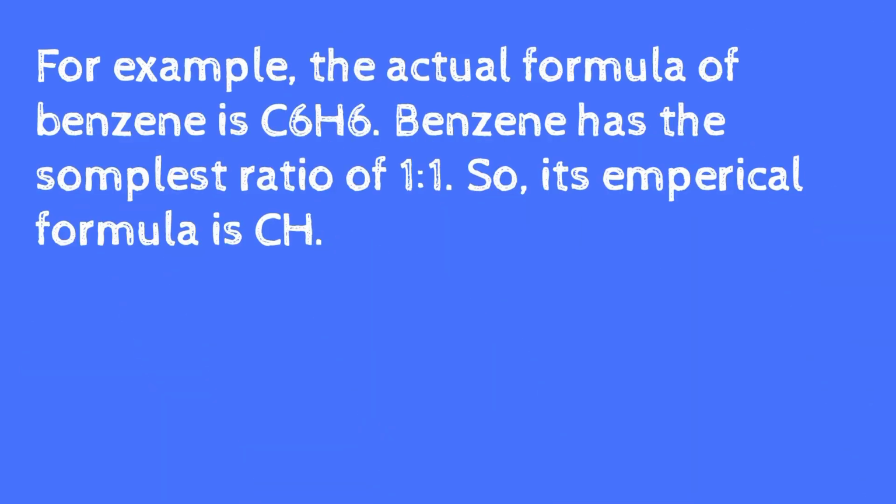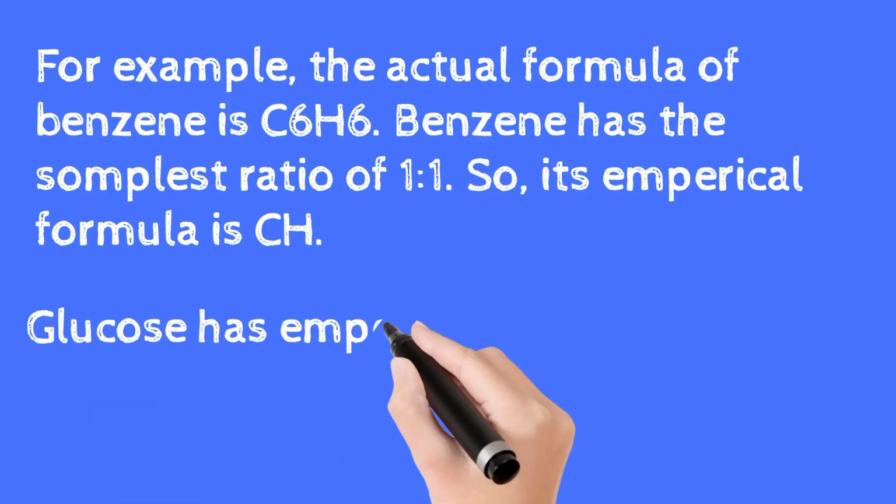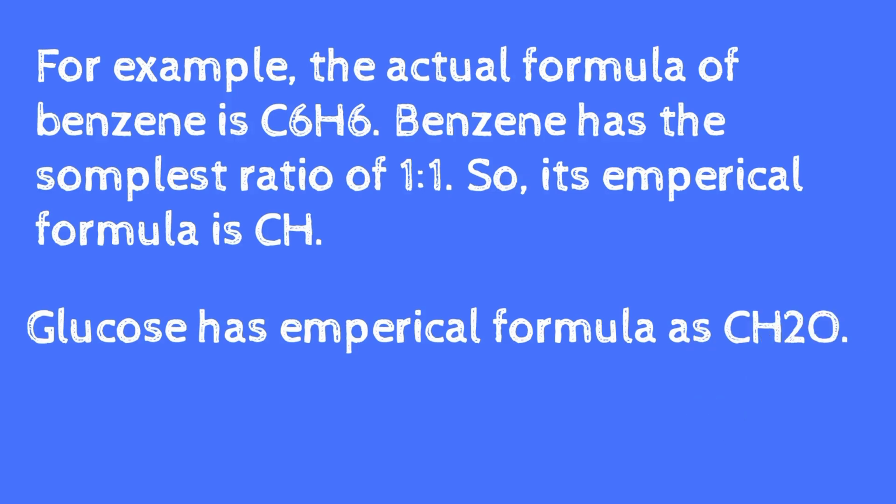For example, the actual formula of benzene is C6H6. Benzene has the simplest ratio of 1:1, so its empirical formula is CH. As mentioned earlier, it may not be the actual formula of the compound. Another example is glucose, which has the empirical formula CH2O.